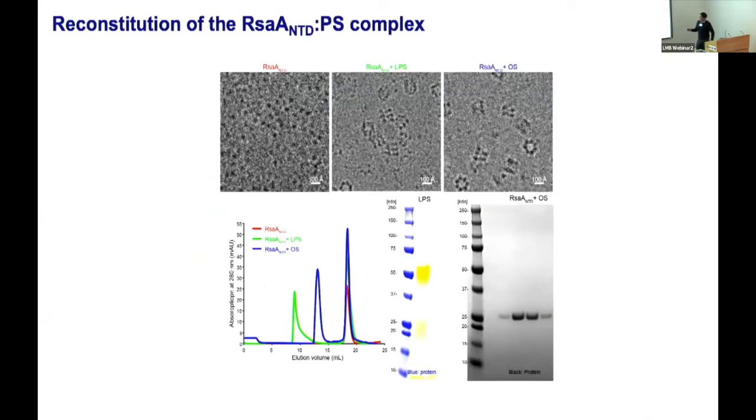If we take just the inner domain of the protein, we get very small particles in our cryo-EM images. And we add lipopolysaccharide that we purified from cells. We get these large aggregates. But then when we cleave the lipid A part from the lipopolysaccharide, we get these discrete single particles on the electron microscopy grid, which we were able to use for single particle cryo-EM.